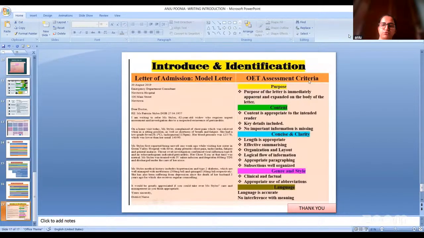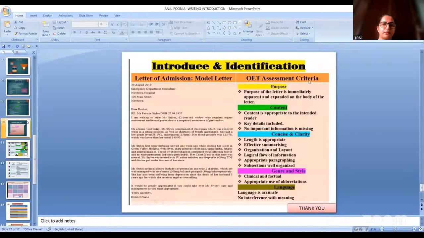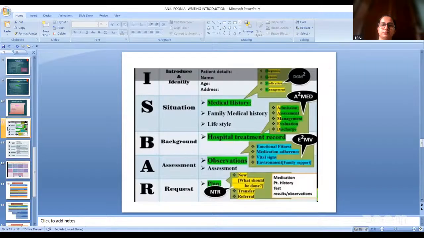It's easy if you follow the strategy. Father already explained. If we are using something like ISBAR in an OET letter, we can easily crack our writing, and all of Father's videos are already recorded step by step on YouTube.